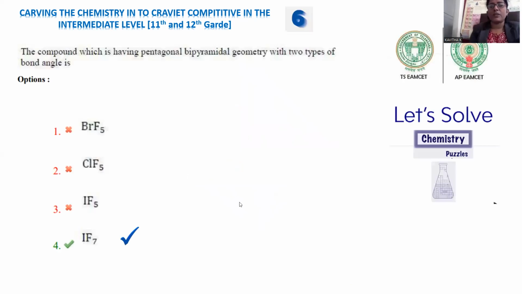This is the way we can explain the geometry of a pentagonal bipyramidal molecule, and that is clearly seen with the IF7 molecule: zero lone pairs of electrons, all are bonded, covalently bonded atoms are there. For question number 6, option number 4 will be the correct answer.